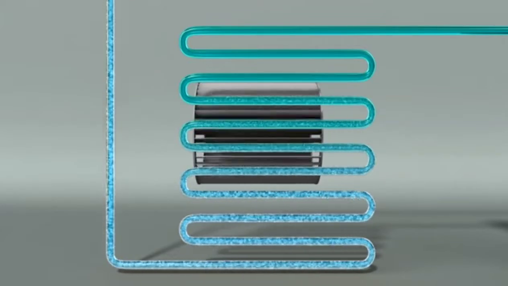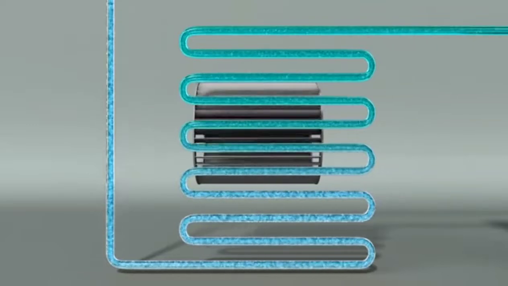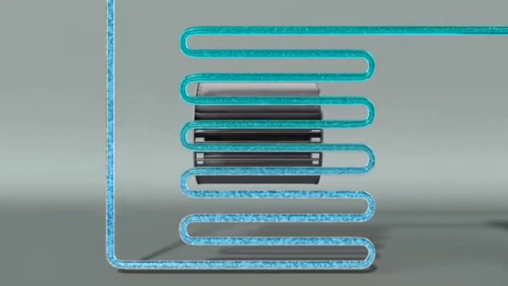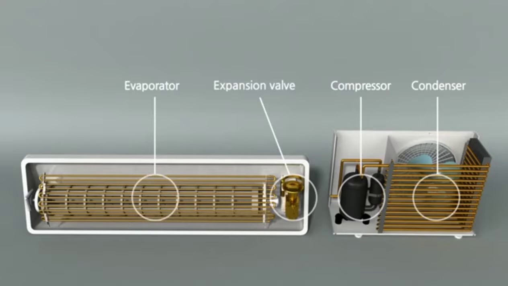An evaporator is literally a device that evaporates liquid into gas. Cooled refrigerant steals away the heat in the room and evaporates. The compressor and condenser are built inside the outdoor unit of an air conditioner. The evaporator and expansion valve are built within the indoor unit of an air conditioner, which is what we normally refer to when we talk about an air conditioner.